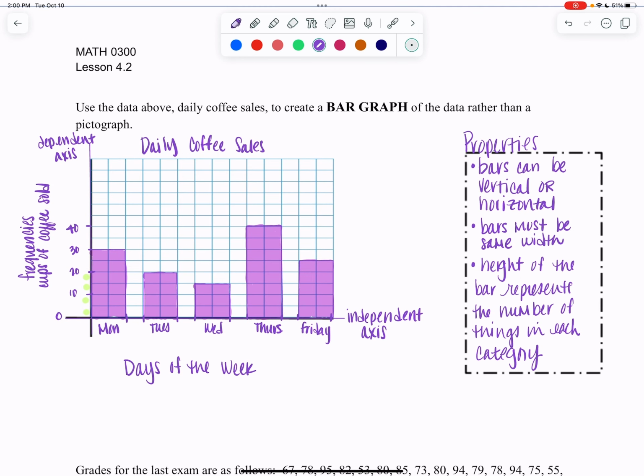So there's your bar graph. They're the things you need to know. We have this one labeled very clearly. It starts at 0 and goes up to 40. Each increment is the same amount. Our bars are evenly spaced and they're exactly the same width. We have both of our axes labeled. We have the independent axis labeled with the days of the week. We have our dependent axis labeled with the number of cups that we have sold, and we have a title at the top letting everyone know as soon as they look at it what they're looking at.